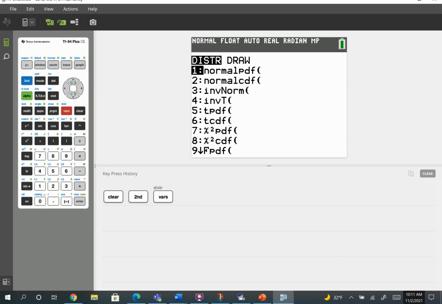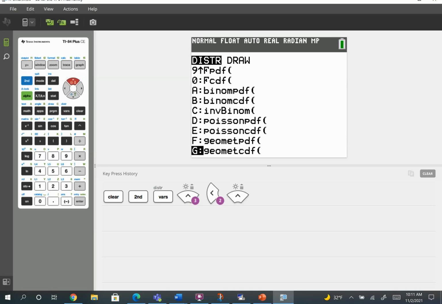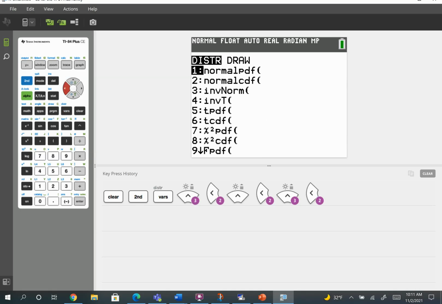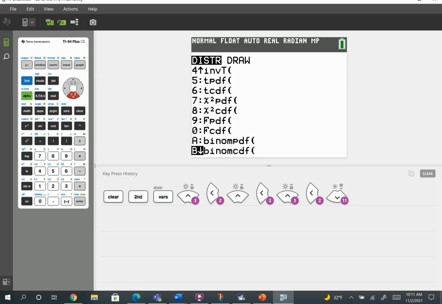Everybody's calculators are a little different. On this operating system, for binomials, it has binom. Some of the older operating systems don't have all of these menu options, and that's okay, we're not going to need all of them. There's two different options labeled as binomial: there's binom PDF and there's binom CDF.